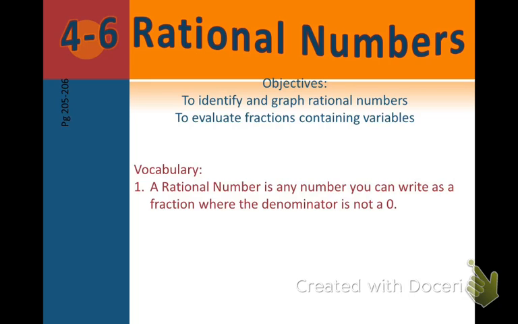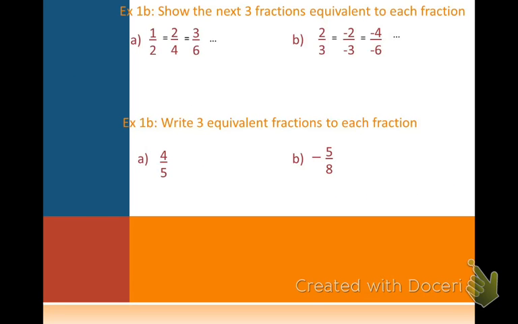zero. Example 1b. Show the next three fractions equivalent to each fraction. So if you look at example 1a, we have a half. To go from a half to 2/4, I multiplied each of those by 2. To get from 1/2 to 3/6, I multiplied it by 3.